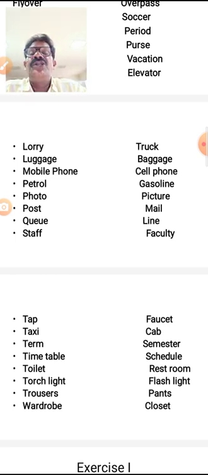And mobile phone is the British word, cell phone is the American word. Petrol, which we often use. In America, it is known as gasoline. Photo in British English. In American English, it is called picture. Post. We are very much familiar with this word post office in India. This is a British English word. But in American, it is called mail. Then next, queue. In American English, it is called line. Then next, staff.